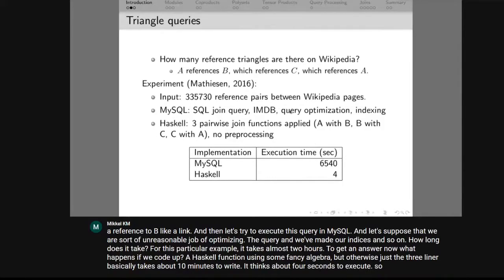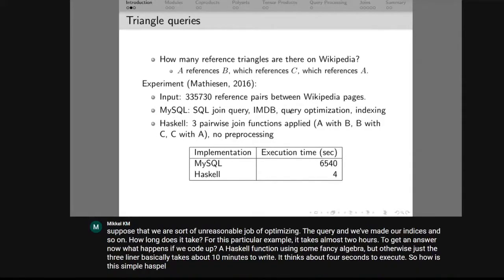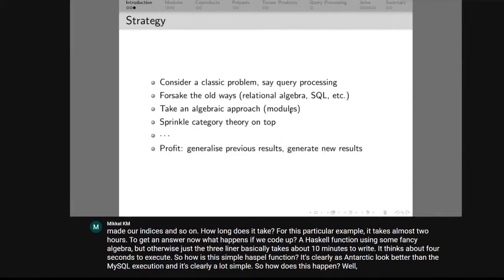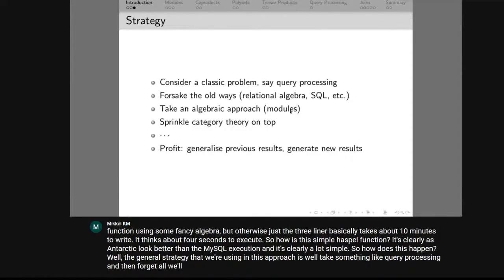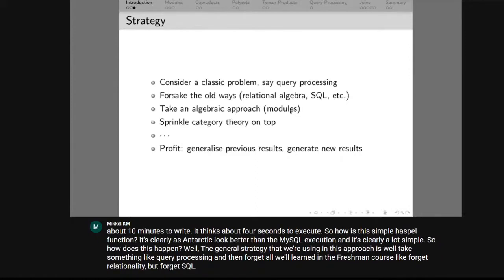So how is this simple Haskell function clearly asymptotically better than the MySQL execution, and clearly a lot simpler? So how does this happen? Well, the general strategy that we're using in this approach is, take something like query processing and then forget all we learned in the freshman course, like forget relational algebra, forget SQL. Let's use algebra instead. Let's use module theory, linear algebra, that kind of stuff.